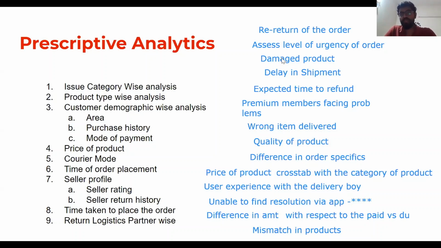And then the seller profile. Now, when you are buying products, you are basically buying from a seller, right? What is the seller rating? What is seller return history? What kind of products does the seller go for? Those are kind of information which can actually help you out.